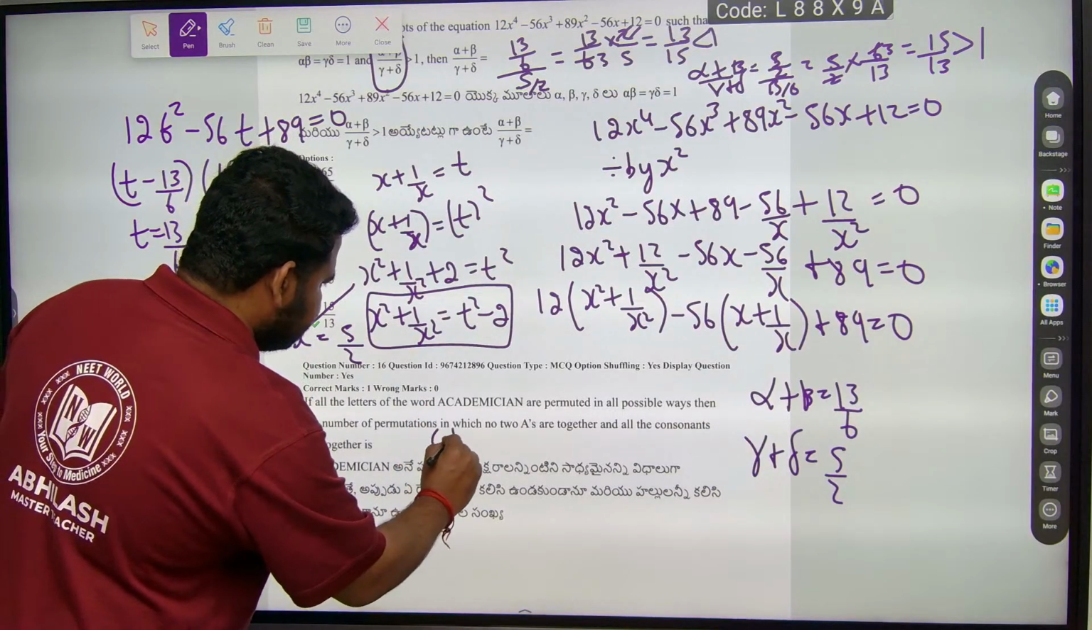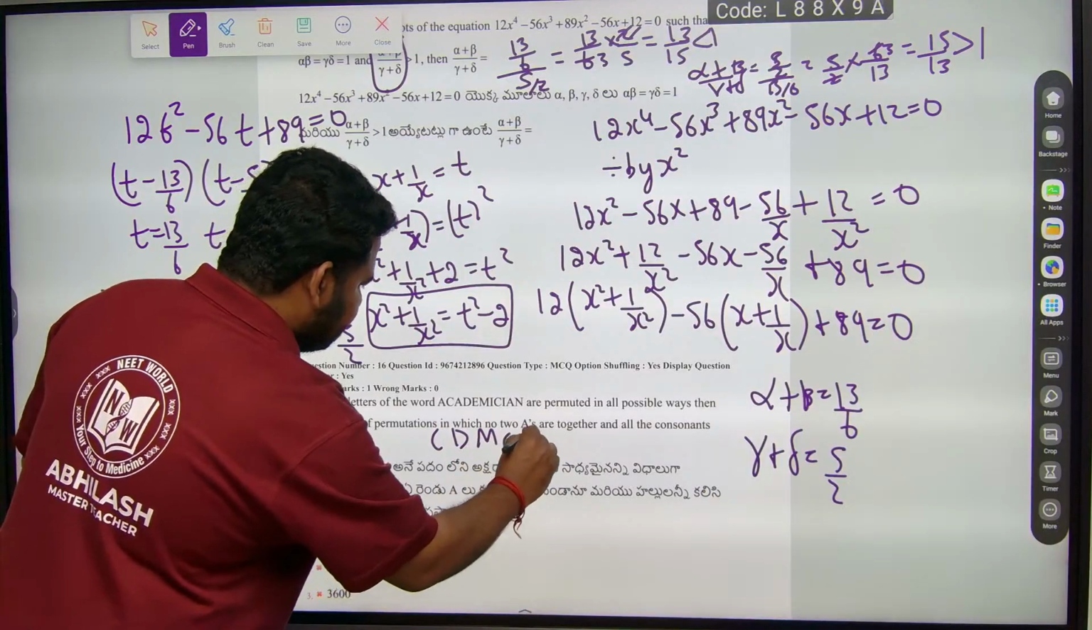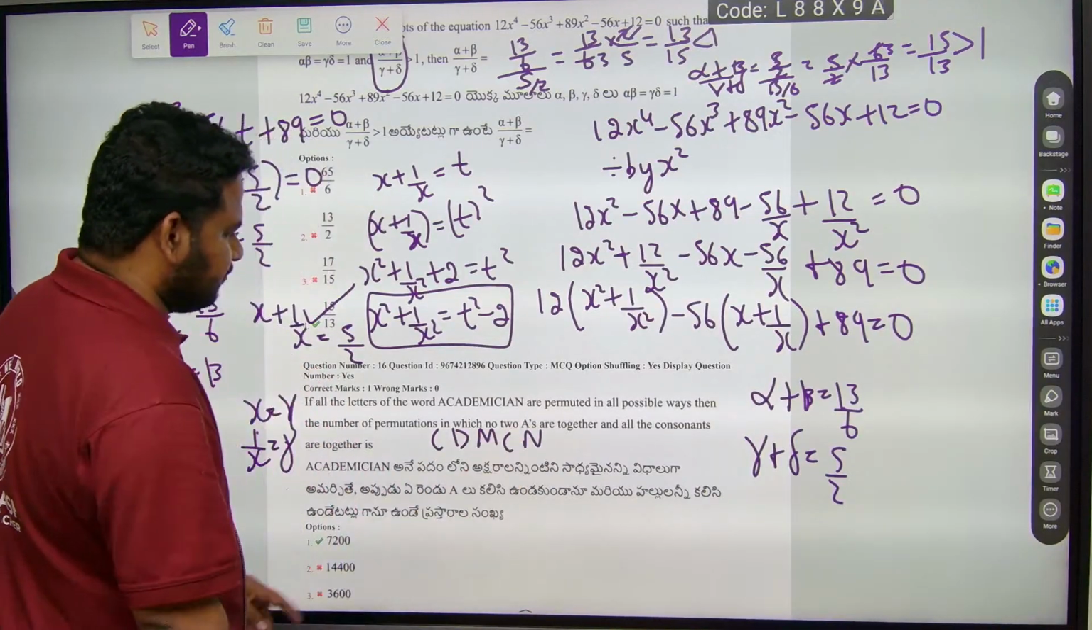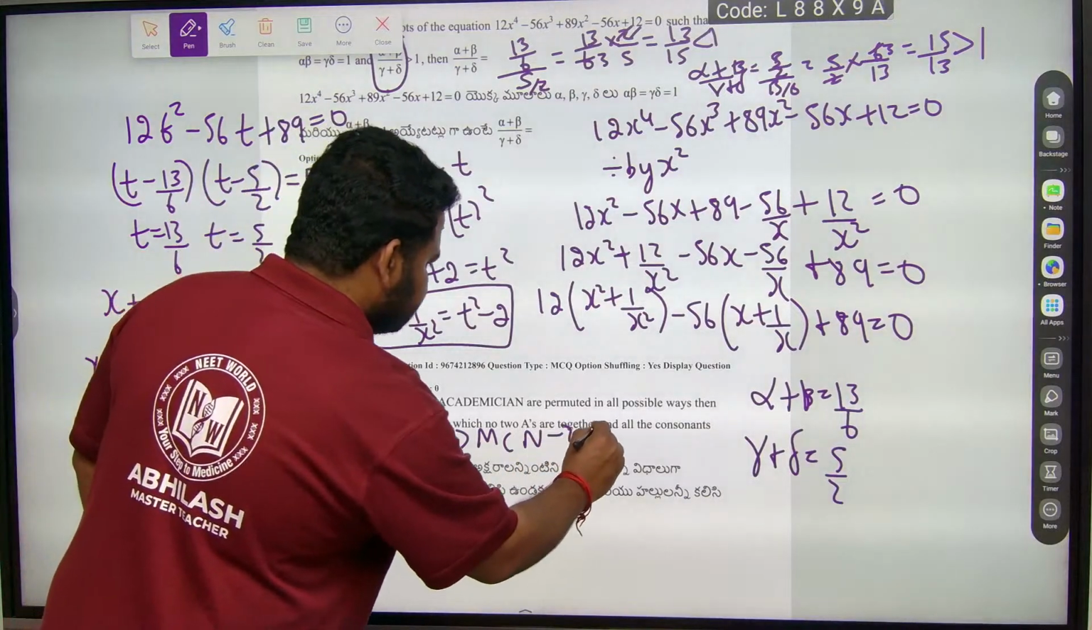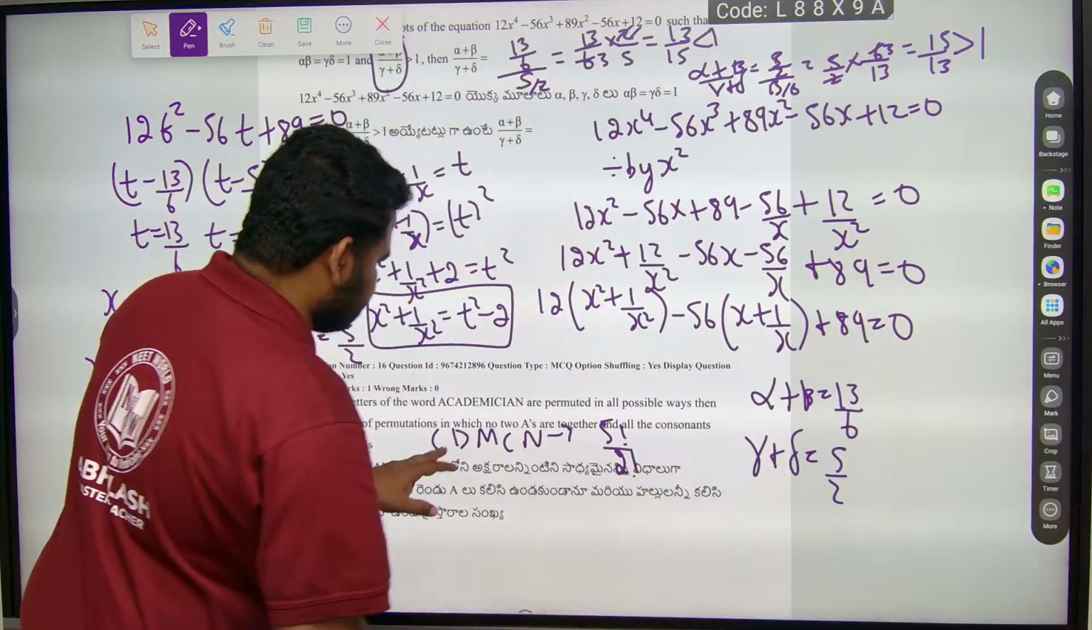That is C, D, M, again C and N. That is 1, 2, 3, 4, 5. This can be arranged in how many ways? 5 factorial by 2 factorial, because C is repeating 2 times.